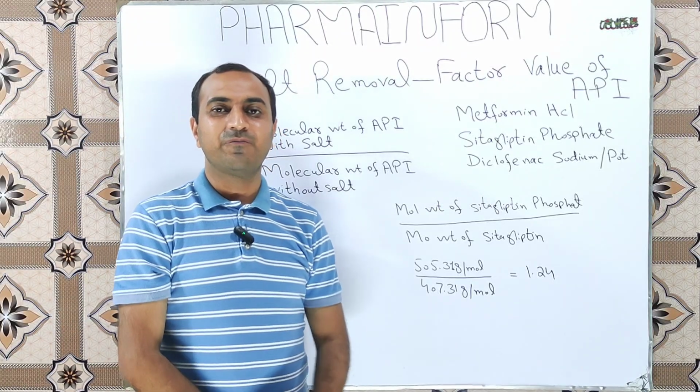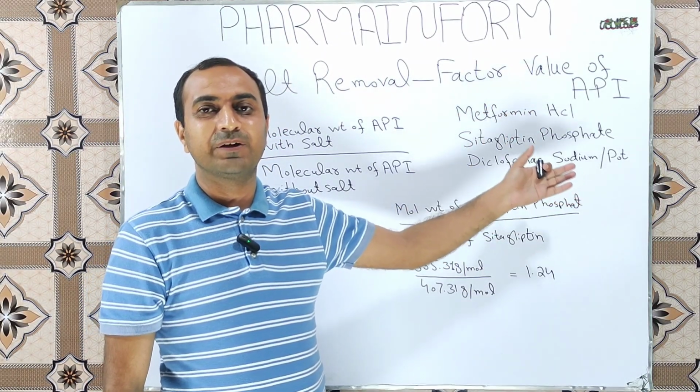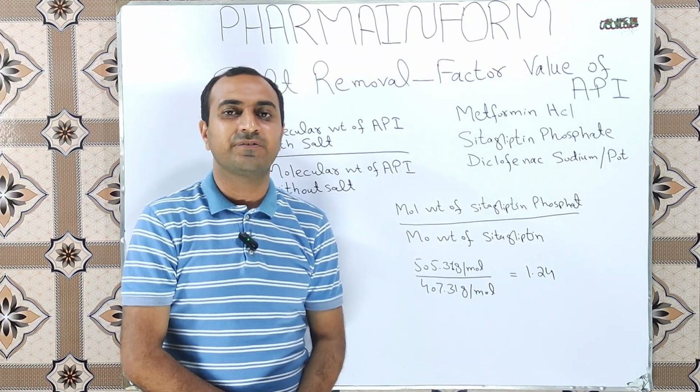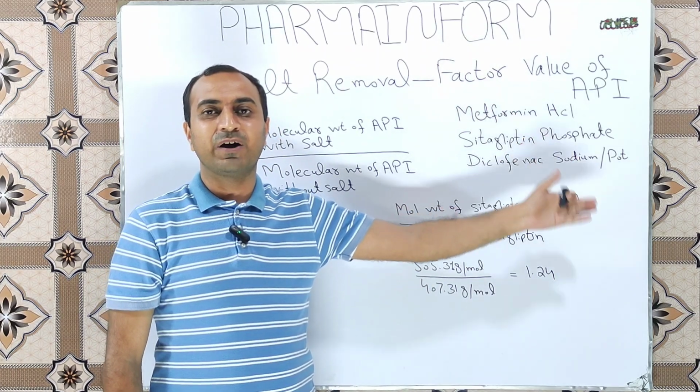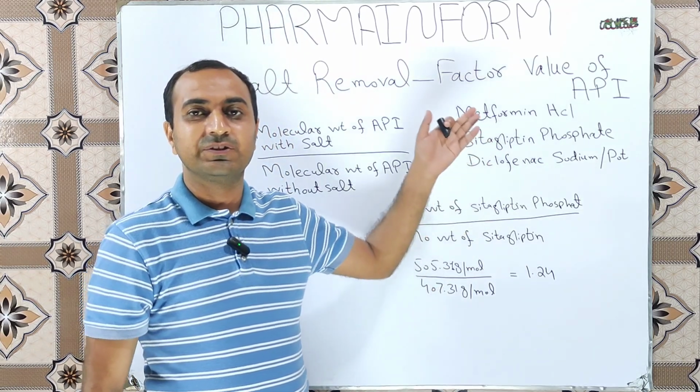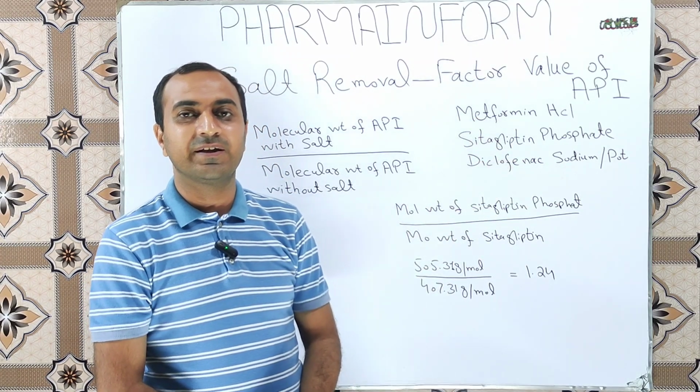Assalamualaikum. Welcome to Pharma-Inform. Metformin, sitagliptin, and diclofenac are active pharmaceutical ingredients. So why is HCl, phosphate, and sodium or potassium attached to these active pharmaceutical ingredients?